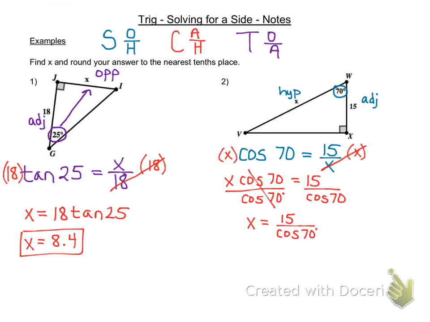So now what you're going to do is put that in your calculator. 15 divided by cosine of 70 degrees. And we got 43.85. So rounding that to the nearest tens place, we'll get x equals 43.9.